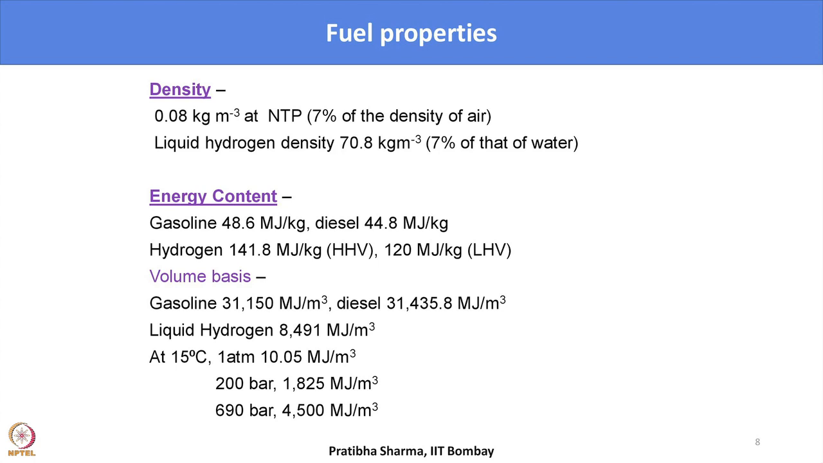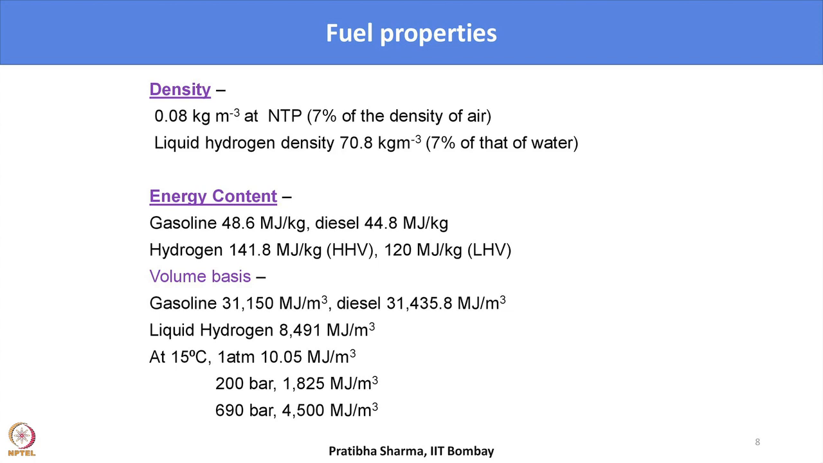When we compare it, let's say when we see what the specific gravity is, that is defined with respect to a reference material. If it is gaseous, then with respect to air. If it is liquid, then it is with respect to water. So, the density of hydrogen is 7% of that of air. However, liquid hydrogen, which has a density of 70.8 kg per meter cube, is 7% of that of water.